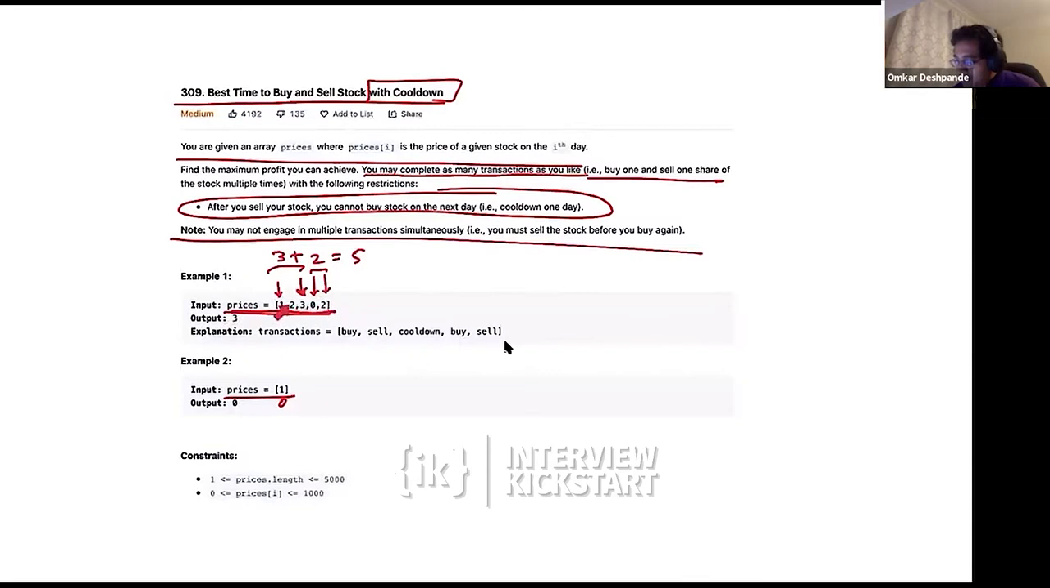Whereas there would only be a profit of 2 if we had bought and sold here and then being unable to buy here. So that would have been 3 minus 1, which is 2. So we have to handle this constraint. That's the problem. So let me just give you a minute to think and then we'll follow the same approach.